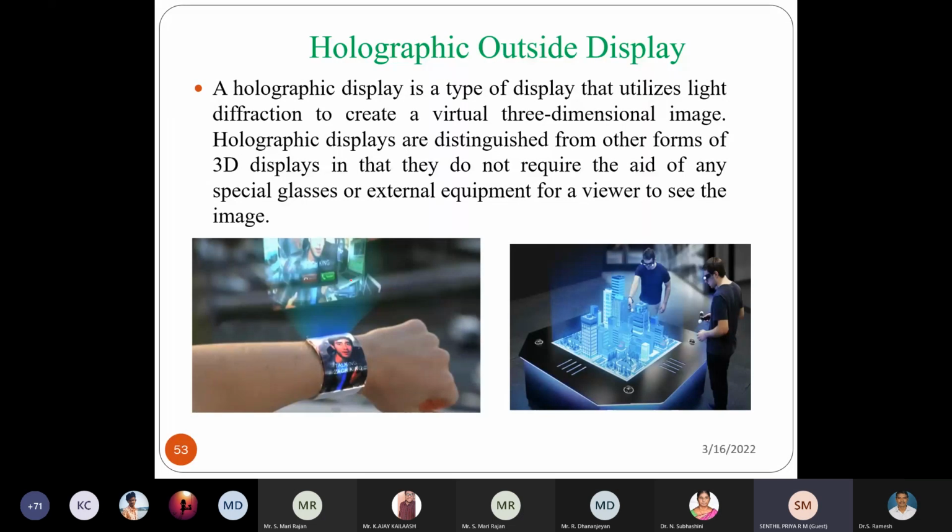We don't want any special glasses, any special wall, anything else. We don't want any external equipment. So we can see it as an outside display. This is possible because of the utilization of light diffraction. That is a virtual 3D image.